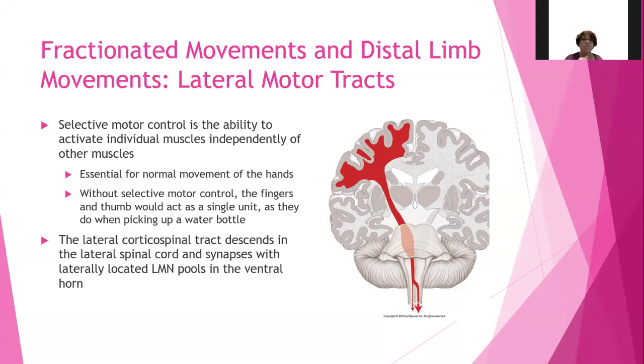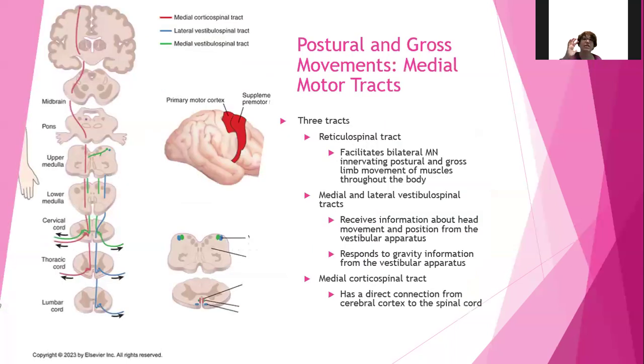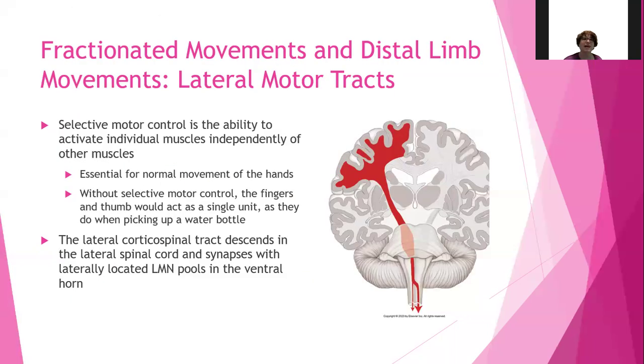The lateral corticospinal tract descends in the lateral spinal cord and synapses with laterally located lower motor neuron pools in the ventral horn. So we said that medial motor tracts are in charge of postural and gross movements. Lateral motor tracts are in charge of fractionation and fine movements, if you want to think of it that way. Like I said, my way of remembering it, medial is like the trunk, the girdle muscles, and lateral is like the distal muscles, the ones that are doing the fine motor skills. That's just a way to remember it.